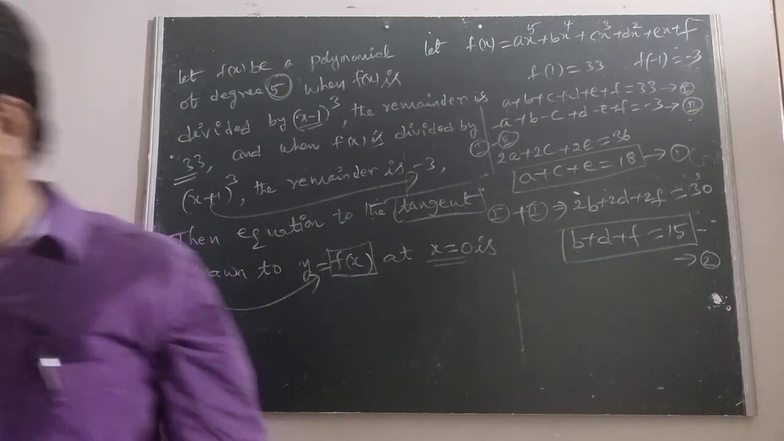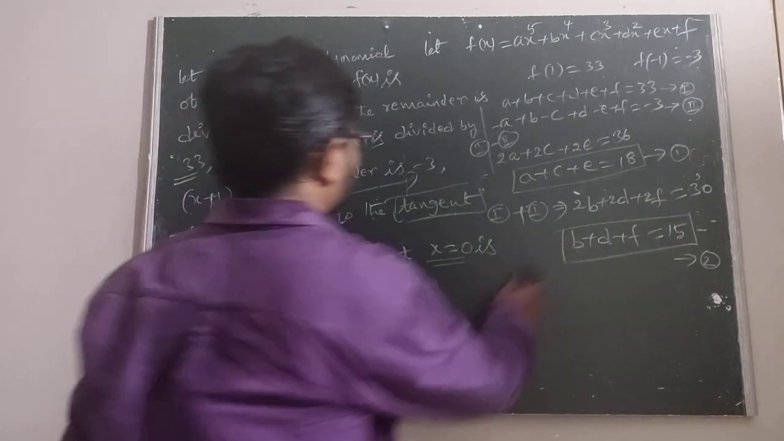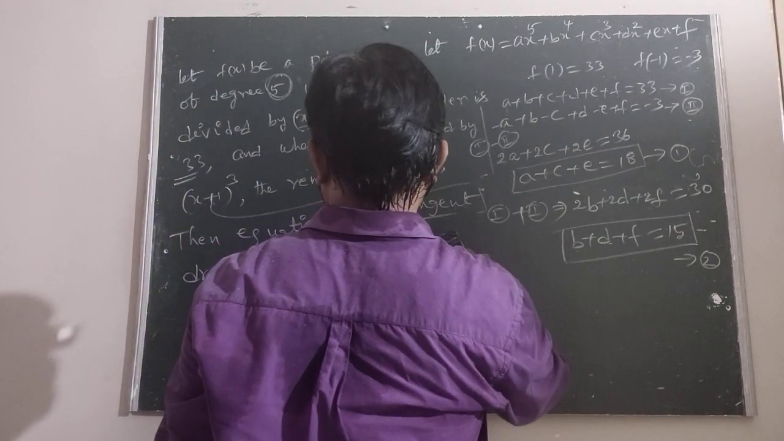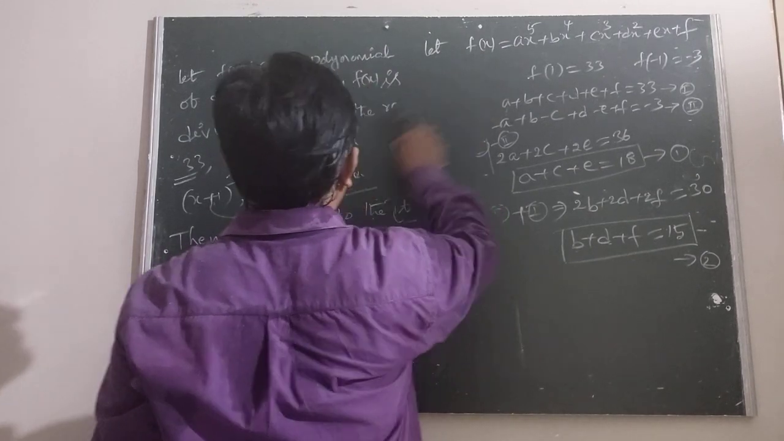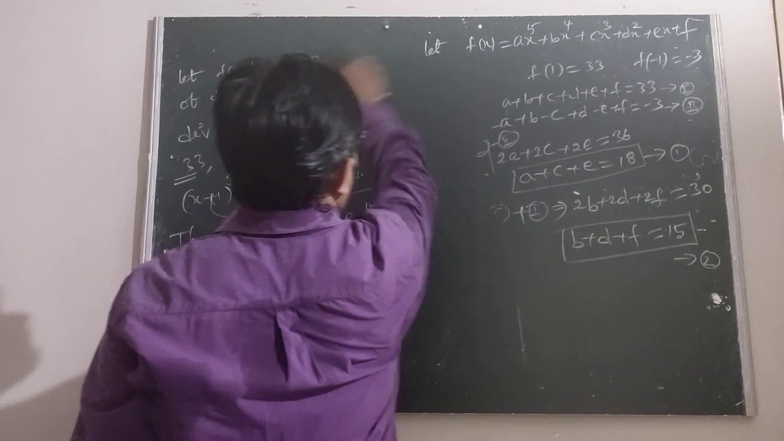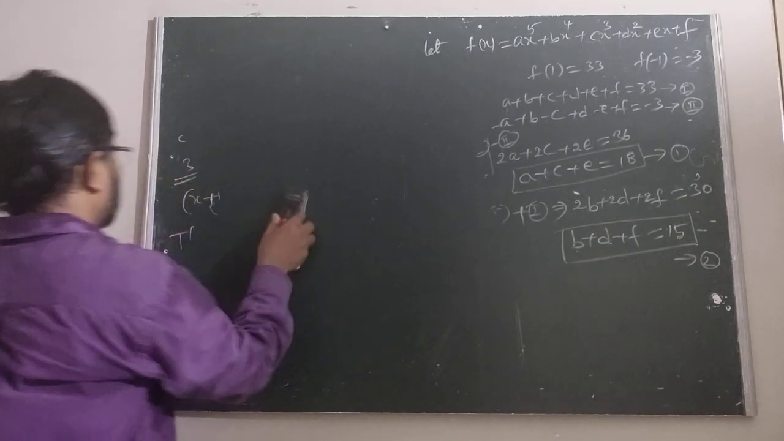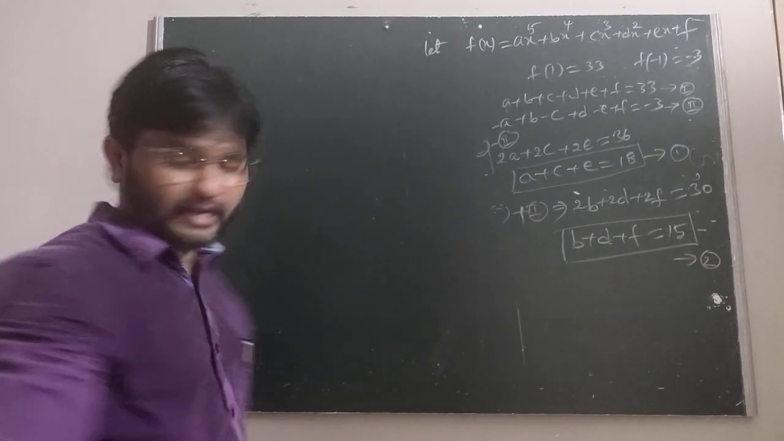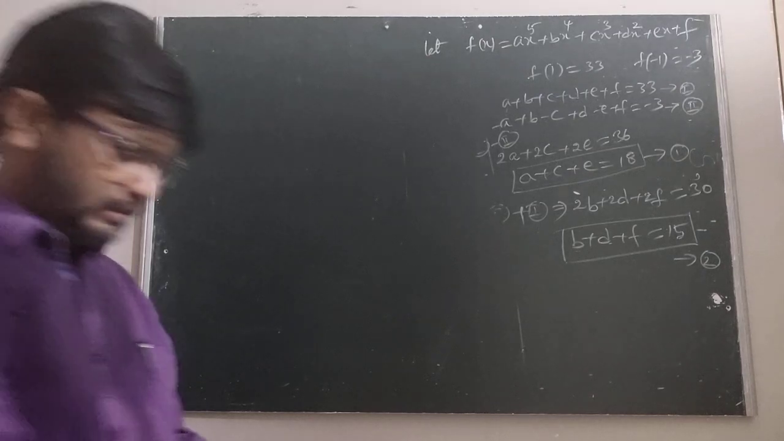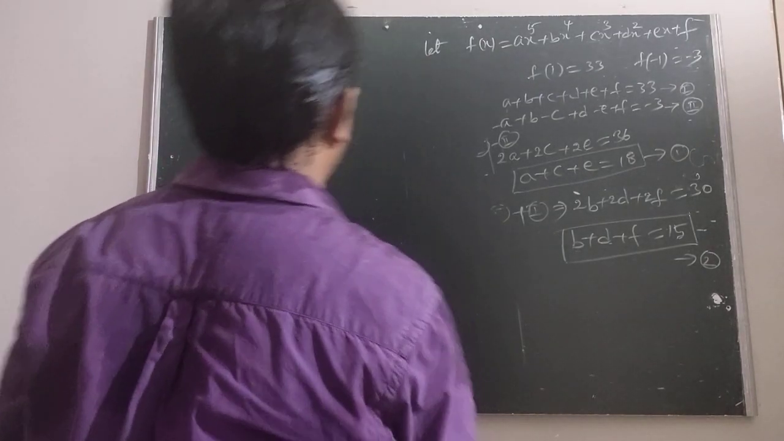Now after this, we are differentiating. Now we are writing f dash of x.